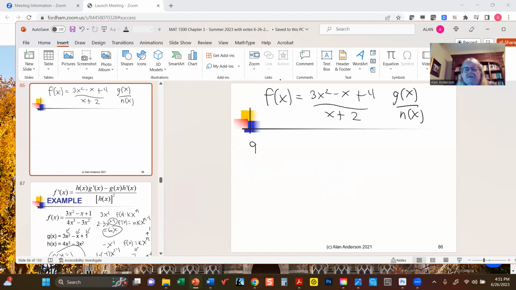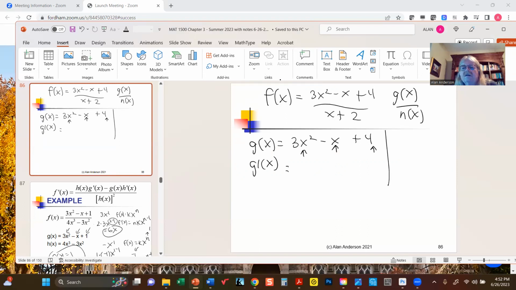So g of x is 3x squared minus x plus 4. Now, in order to come up with g prime of x, we'll need to apply the power rule twice, and then the constant rule. So now just remembering what this stands for. If f of x equals kx to the n, f prime of x is nkx to the n minus 1. So here, we're going to have 2 times 3 times x to the 2 minus 1.